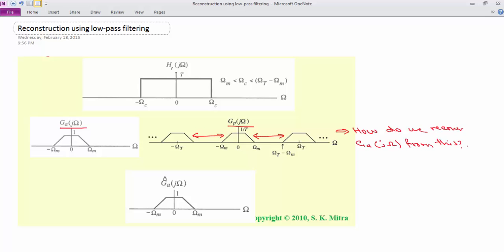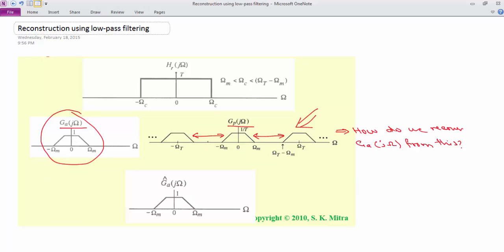We are looking at this in the frequency domain. If we understand the frequency domain operation, we know what the time domain operation will look like anyway. So this is what we want, and this is what we have, these periodic copies. The question is, how do we recover it?